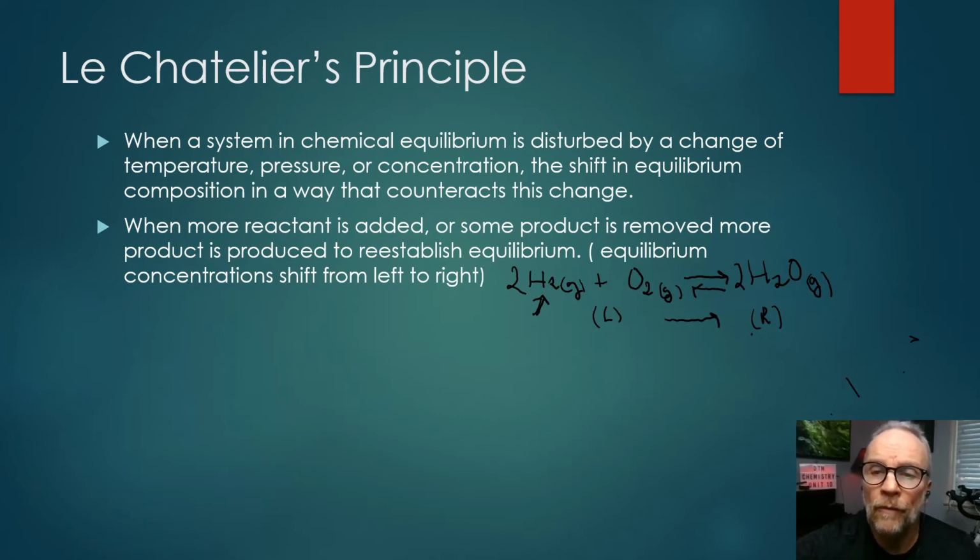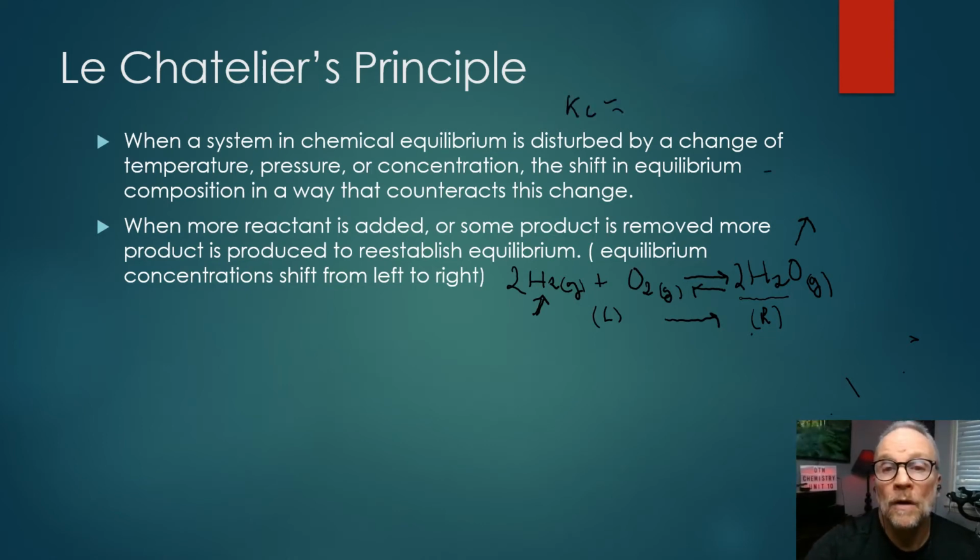So if we remove the product, if we remove the water, if we take that out, then you're going to produce more hydrogen and oxygen to produce that water. So it's still going to shift from the left to the right to maintain that ratio of hydrogen and oxygen to water. Of course, the water in our equilibrium expression will be written on the top. So if we were to write Kc for this, you'd have the concentration of water raised to the second power over the concentration of hydrogen raised to the second power times the concentration of oxygen.